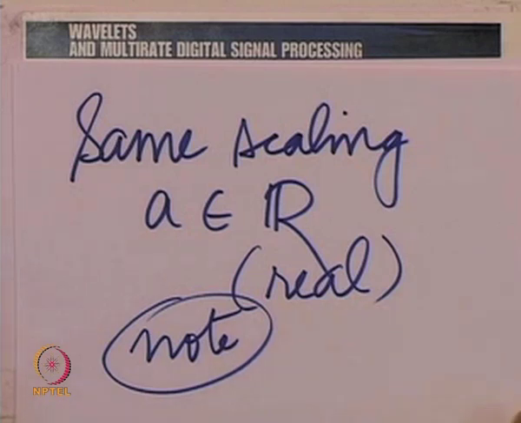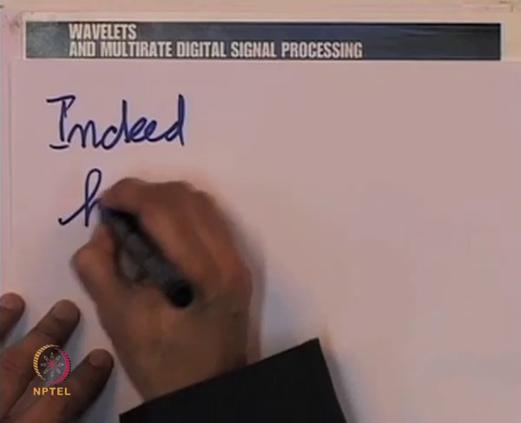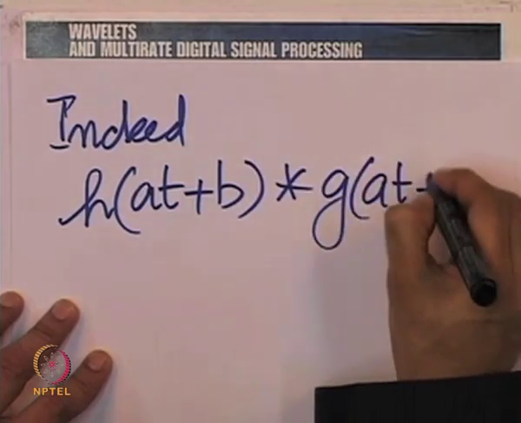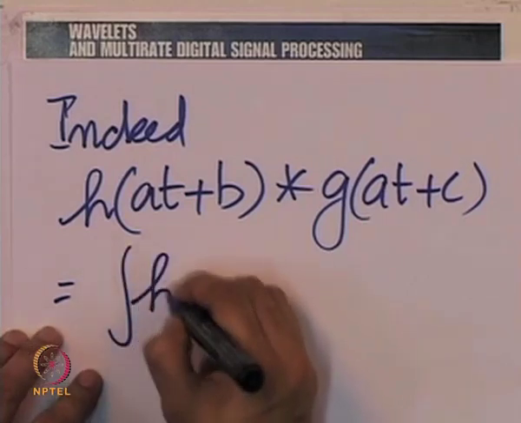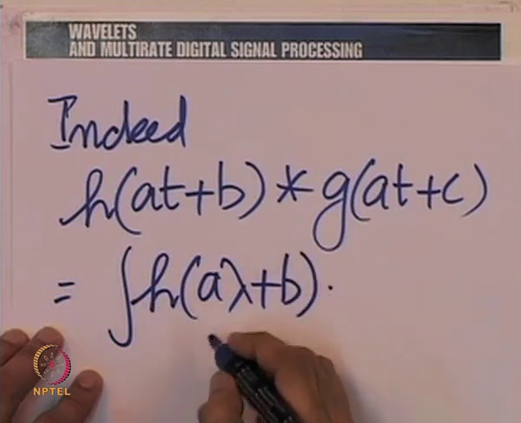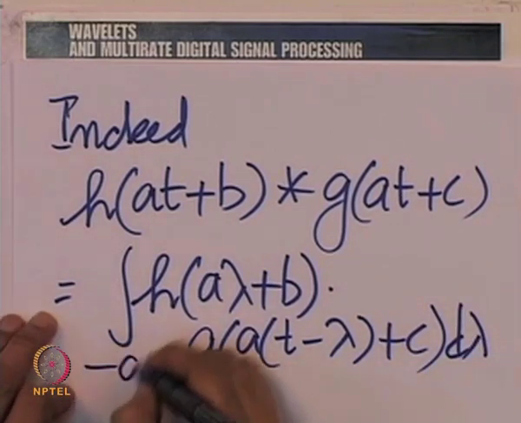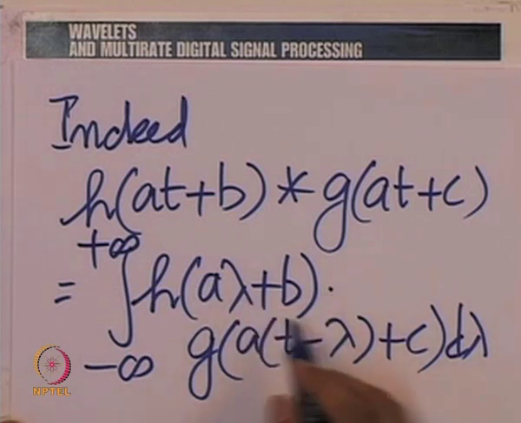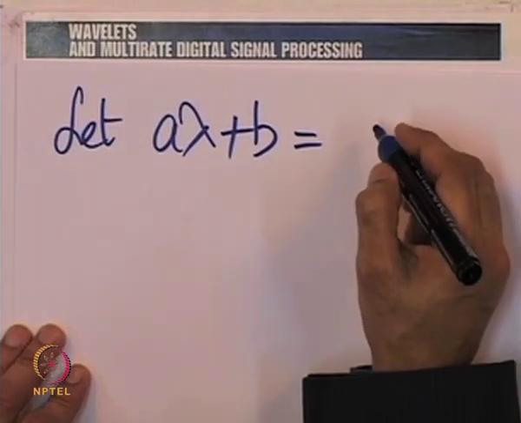In fact, let us evaluate it. Indeed, h a t plus b convolved with g a t plus c, as we desire here, is essentially the integral of h a lambda plus b times g a t minus lambda plus c d lambda, integrated over all lambda. And we use the standard principle of substitution of variable. So, let a lambda plus b be another variable, let us call it gamma.